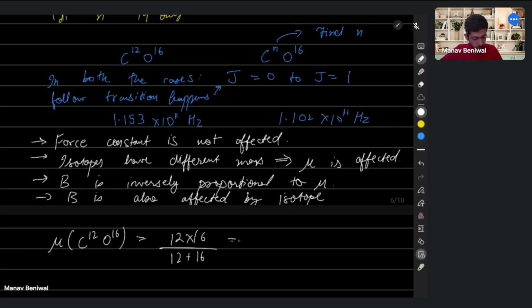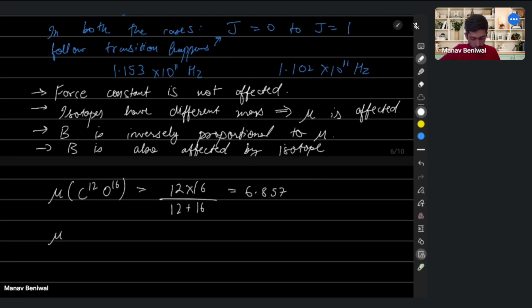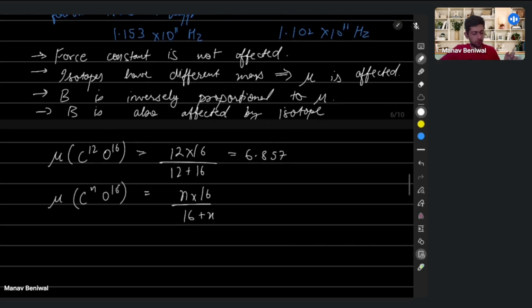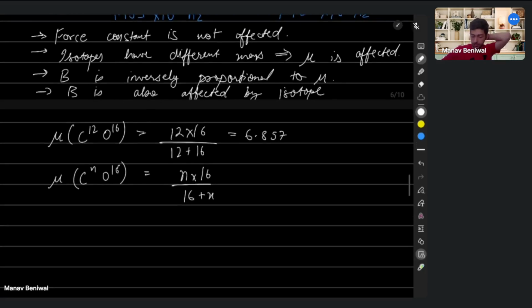Okay, so this comes out to be 6.857, and mu of CnO16 will be n times 16 over 16 plus n. All right. So this is what we have.